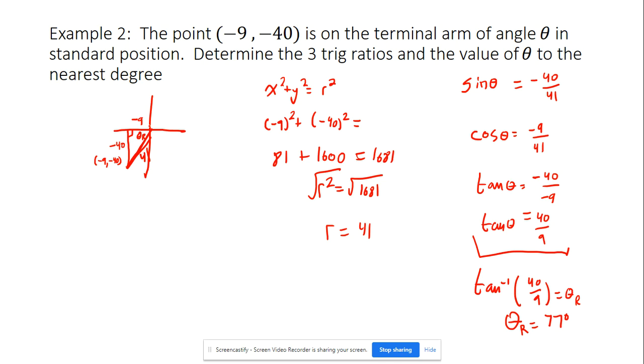All right, so how do we figure out our angle in standard position? It's going to be from here to here. Well, we know that from here to here is 180, and from here to here is 77. So it means theta is going to be 180 plus 77, which is 257 degrees.